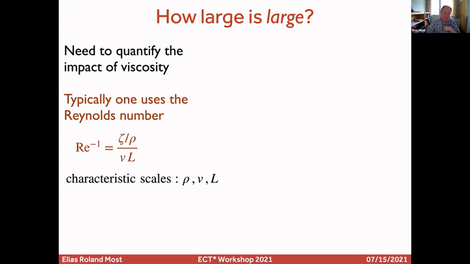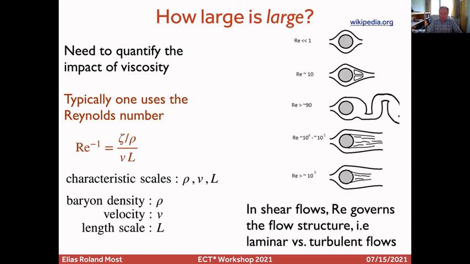To give you some idea of what that typically means, we're talking about bulk viscosity here, but this is usually used to characterize shear flows. In shear flows, the viscosity then determines if you have a laminar flow, let's say for a very small Reynolds number, or if you have a turbulent flow with very, very small turbulent eddies at very large Reynolds number.